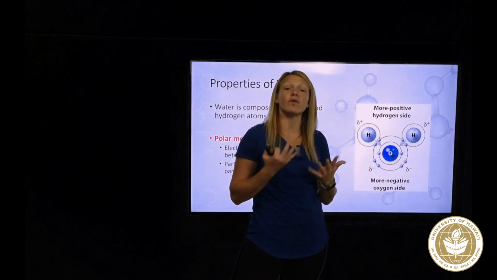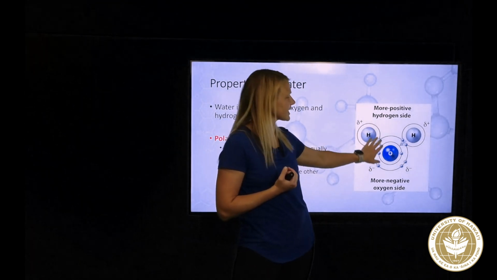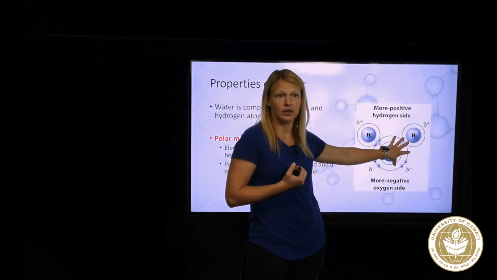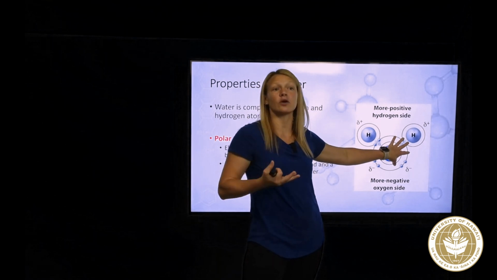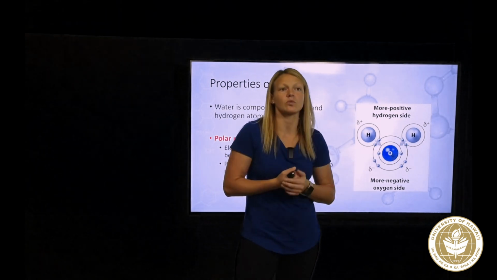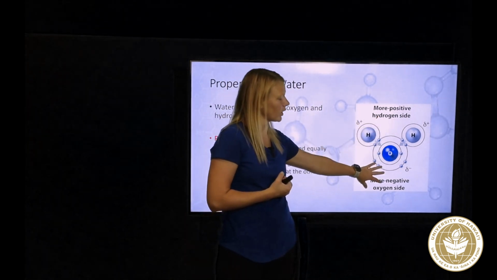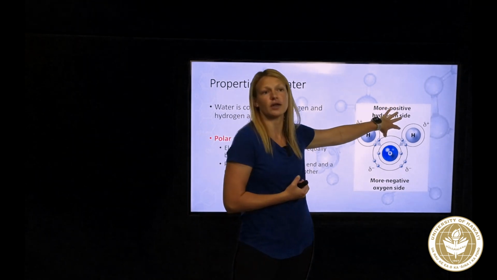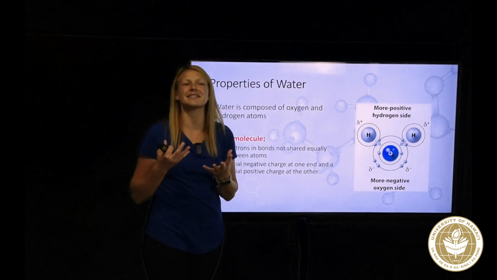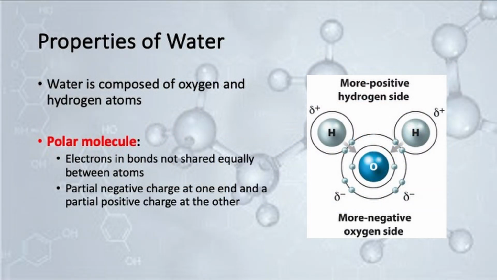Many of the functions and properties of water are actually due to its shape. It kind of looks like Mickey Mouse ears here, right? So again, the electrons are not equally shared between the atoms in these covalent bonds. This causes a partial negative charge on one end and a partial positive charge on the other. In other words, water essentially has poles, very similar to a magnet.